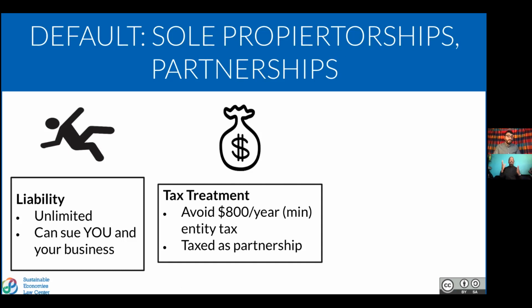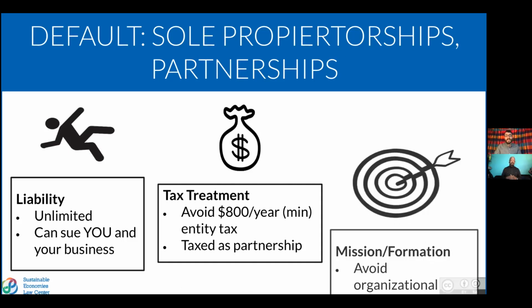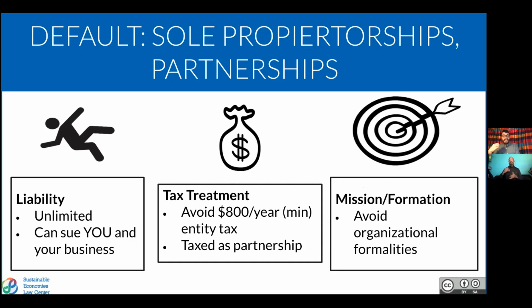So if you don't form a legal entity at the state level and you create one of these, it's just like poof, magic, you avoid an $800 minimum franchise tax, which you owe to the state every year. Also, just tax treatment, you're taxed as a partnership. And then the last is that maybe you don't have time right at the beginning when you're starting your business to create and fill out all of the organizational documents and go through the formalities of forming a legal entity. So that's just something to consider as well.